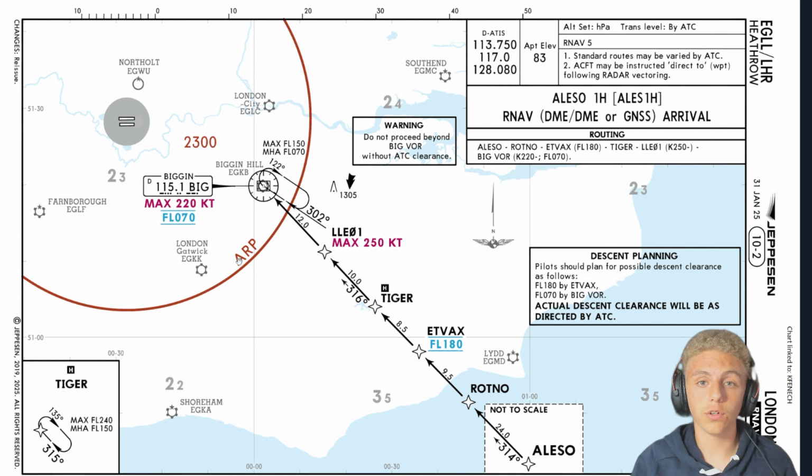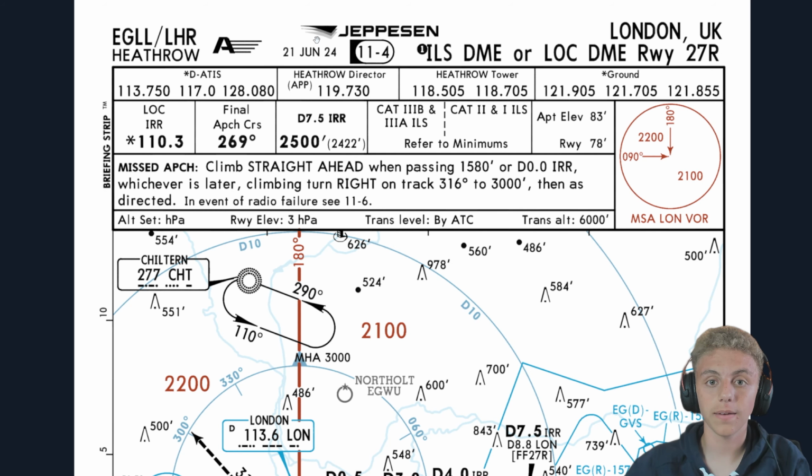Anyways, that's it for the STAR, for the standard terminal arrival chart. I will see you on the approach chart where we will look at the ILS for runway 27 right. Okay, here we are on the approach chart. This is the runway 27 right approach, the ILS approach for runway 27 right at London Heathrow.